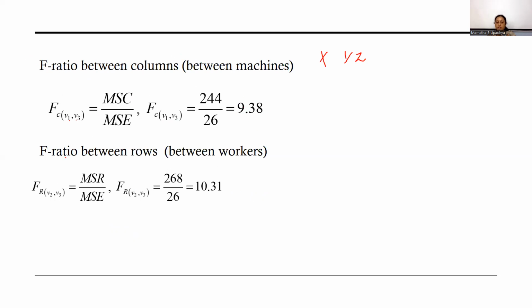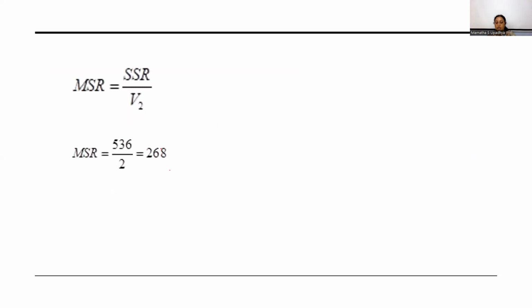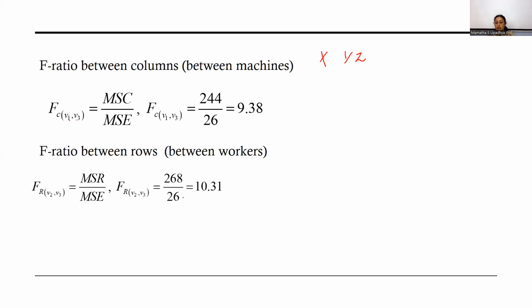So similarly, we shall see the F calculated value between workers or between rows. So between rows, the formula is FR with respect to the degrees of freedom V2 and V3. So it is MSR divided by MSE. So MSR we have calculated as 268 and MSE is 26. So simplifying, we get 10.31. Now these are nothing but the calculated F test values.